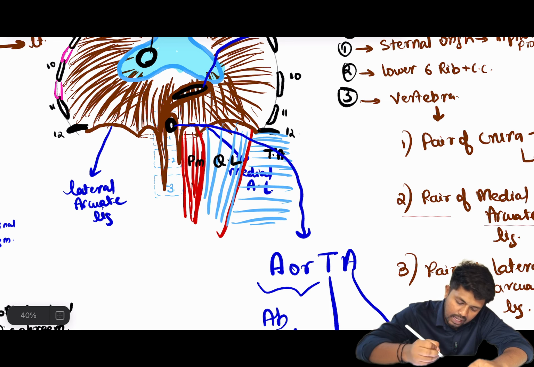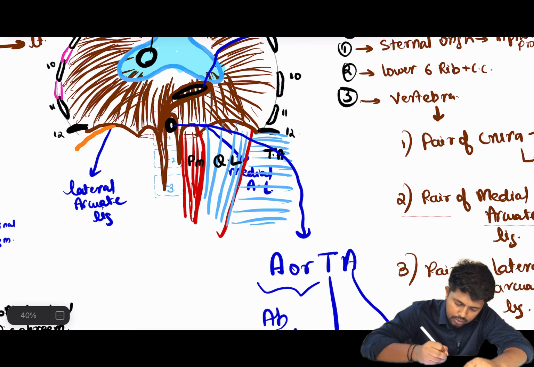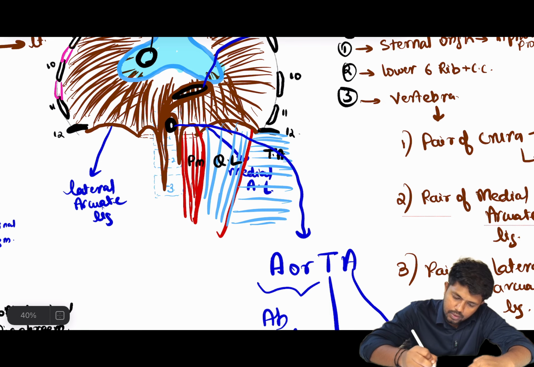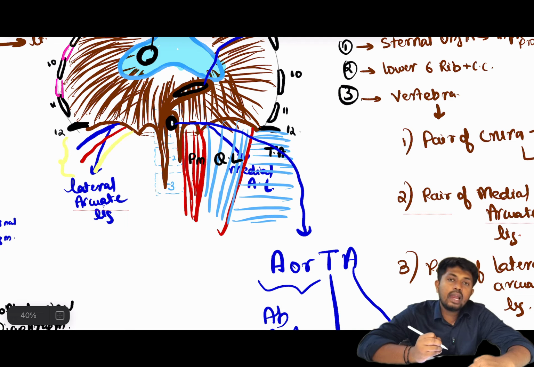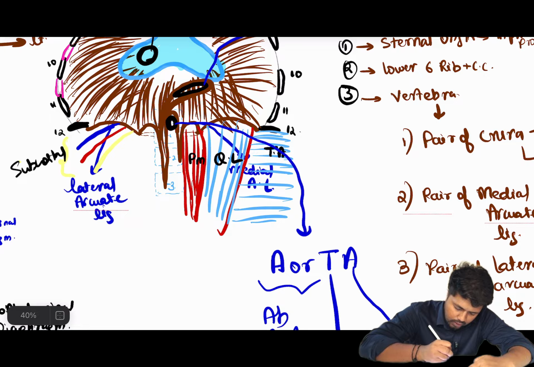Then, behind this lateral arcuate ligament, the subcostal vein, subcostal artery, and subcostal nerve will pass. So behind the lateral arcuate ligaments, subcostal nerves and vessels will pass.